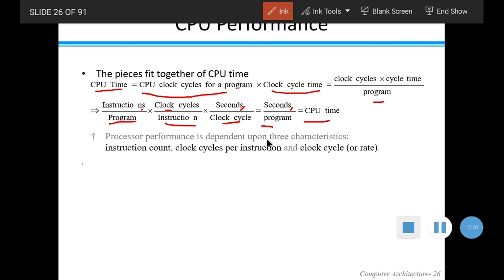Processor performance is dependent on three characteristics: instruction count, clock cycles per instruction, and clock cycle time or clock rate. These three characteristics are most important.